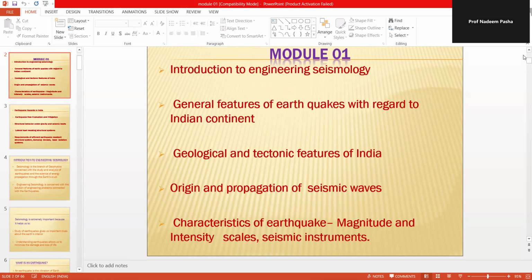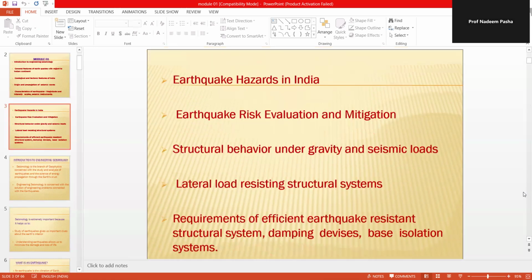Next, in the characteristics of earthquakes: magnitude, intensity, scale, seismic instruments. So what are the characteristics of an earthquake? How it behaves during an earthquake, how a building behaves during an earthquake, that we have studied, and how the magnitude of an earthquake is calculated, and how the intensity of an earthquake is calculated. That we have also seen using various types of scales and seismic instruments. Apart from this, we have also seen earthquake hazards in India. What are the most renowned earthquakes that occurred in India in the past century, and how the earthquake risk can be evaluated and how it can be mitigated, that also we have seen.